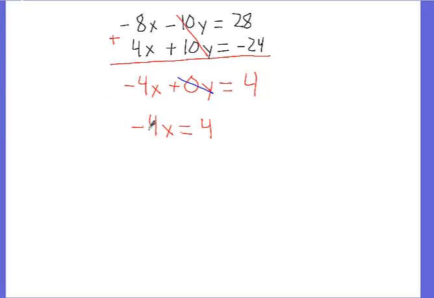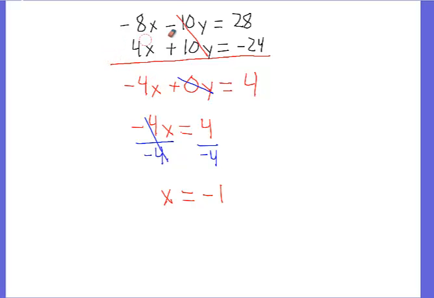All right. What we want to do is we want to get x all alone. So we divide both sides by negative 4. All right. And we're going to get that x is equal to negative 1. Because 4 divided by negative 4 is a negative 1. All right. So we know what x is.